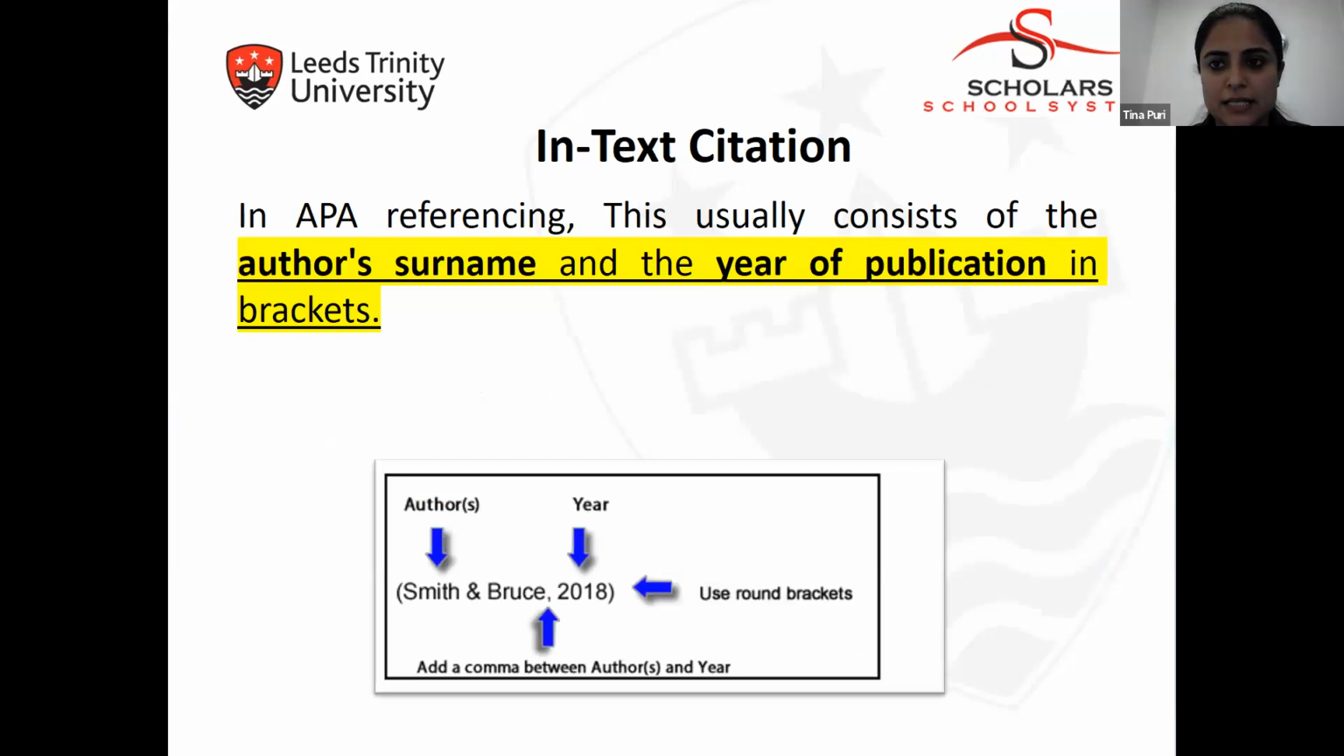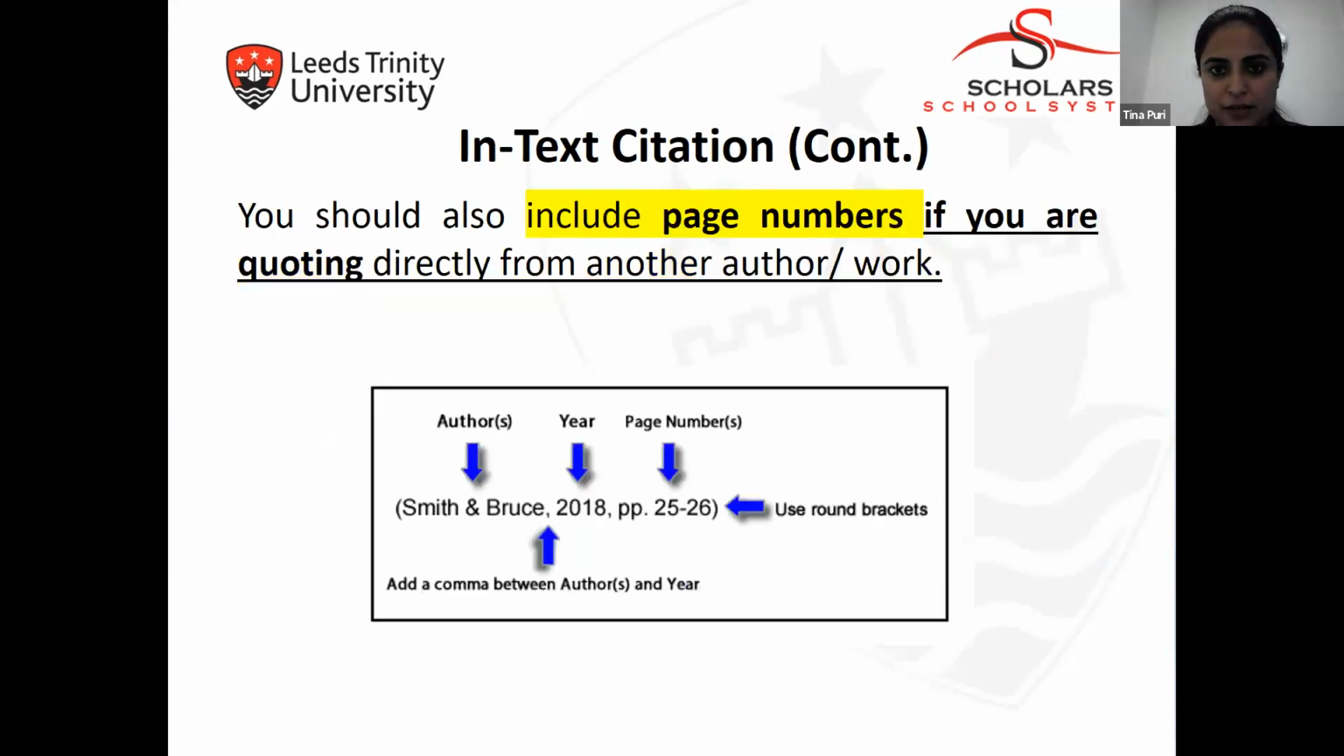In APA referencing, the in-text citation usually consists of the author's surname and the year of publication in brackets. You can see at the bottom there is an author's name and the year of publication within the brackets. So this is the format, and this is an example of an in-text citation. Now, you should also include the page number if you are quoting directly from another author's work. In that case, apart from writing the author's name and year, you also have to write the page number.